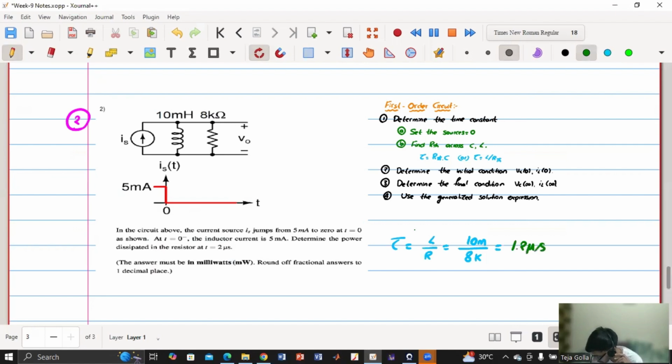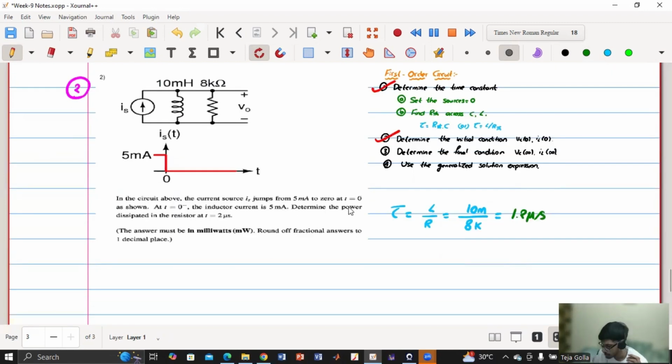So first I have calculated tau. And I have told you sometimes they give initial conditions, sometimes they don't. Here it is already given, because they have mentioned that the inductor current is 5 milliamperes. So I have IL of 0 minus is 5 milliampere. Okay, so the second part is done.